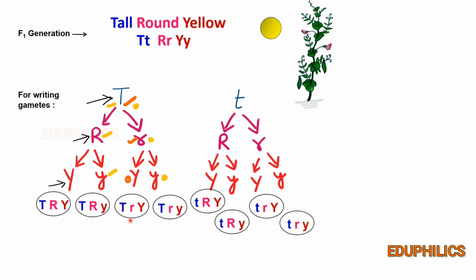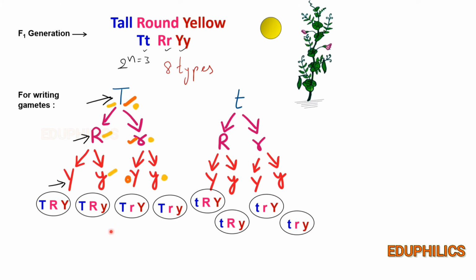How many different types of gametes have you seen here? So, 8 types of gametes are formed. If you have watched my earlier videos, you will know how to find the number of types of gametes easily. We use the formula 2 power n, where n is the number of heterozygous genes. There are 3 heterozygous genes here, so n equals 3. So, we got 8 types of gametes.